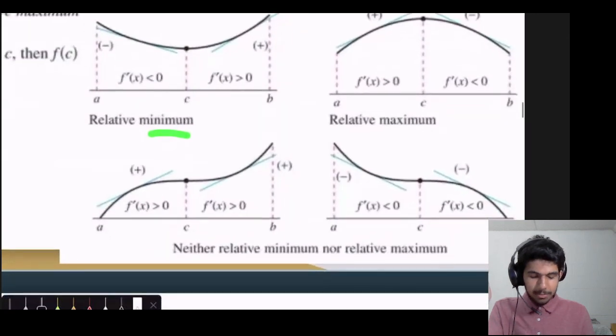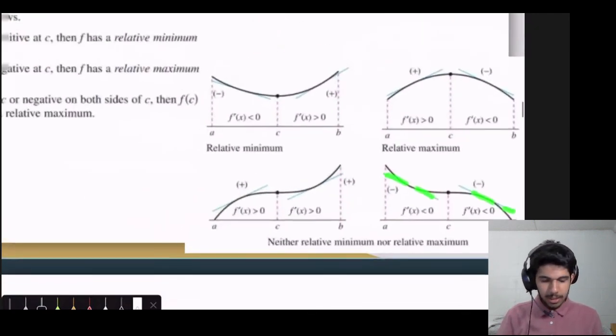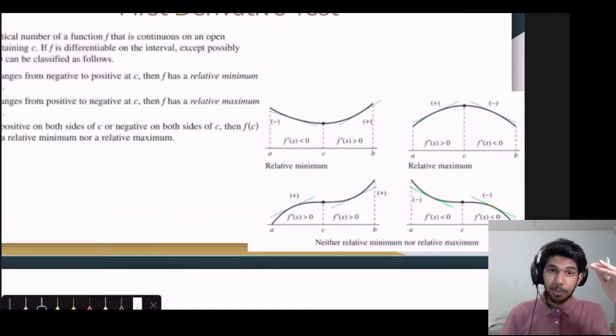And here we can see some cases where it's neither a relative min or maximum. So that's when the sign of the tangent lines on both sides are the same. So on the left here, they're all positive. On the right, they're also all positive. So that's neither a minimum or a maximum. This has potential to be something else, which we'll learn about later. And here we see the same thing, negative, negative. So that helps us classify critical points a lot easier.